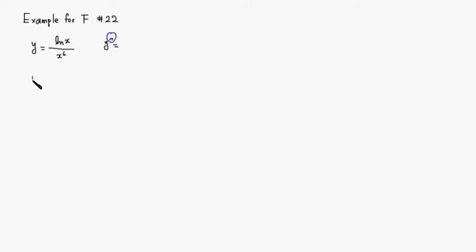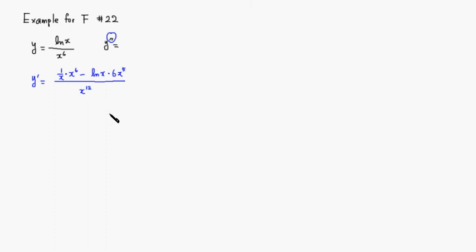First derivative first. y prime is equal to... Since it's in fraction form, we're going to use the quotient rule. Square the bottom, so x to the 12th power. Then the derivative of the top is 1 over x times the bottom, x to the 6th, minus the top, natural log of x, times the derivative of the bottom, which is 6x to the 5th.